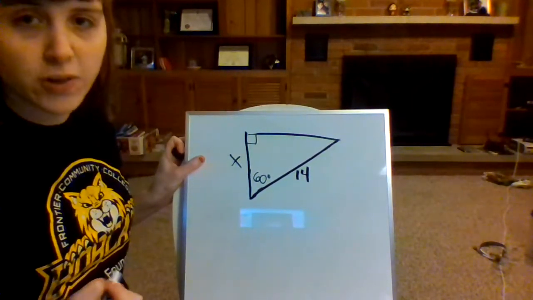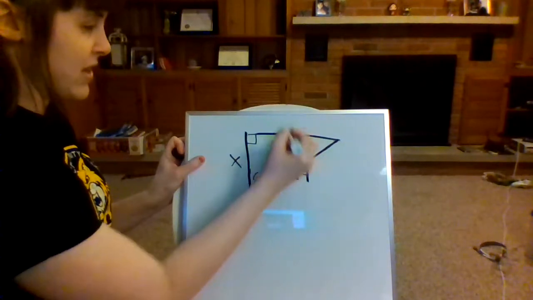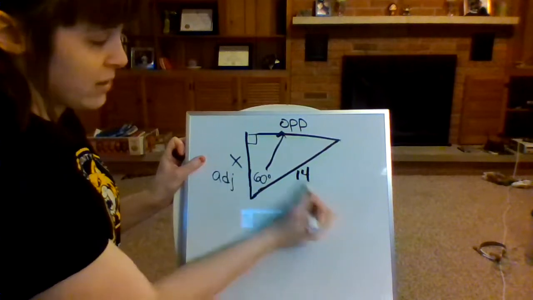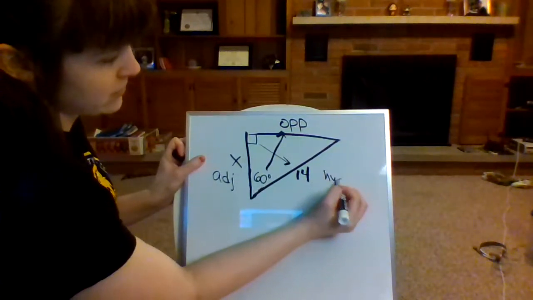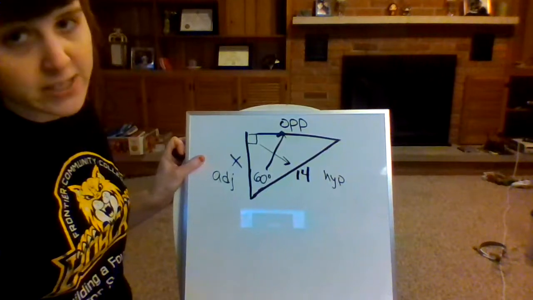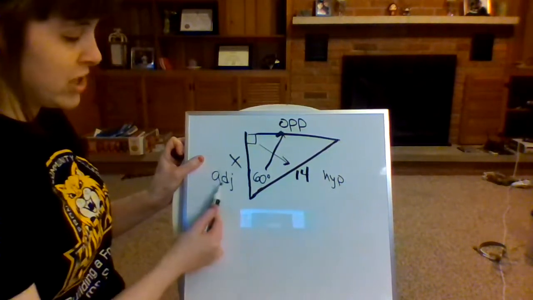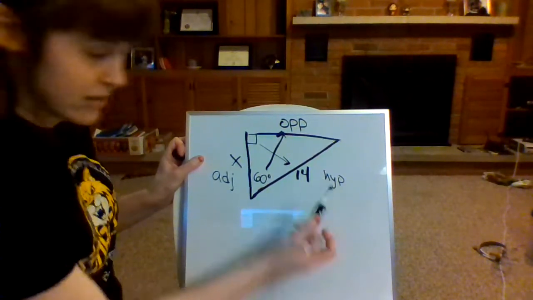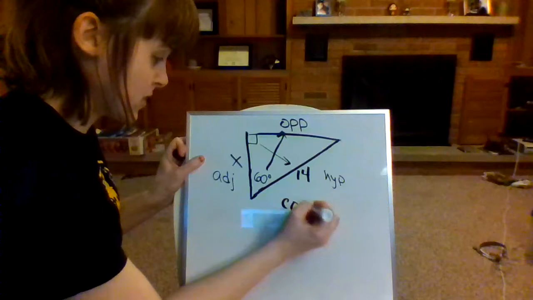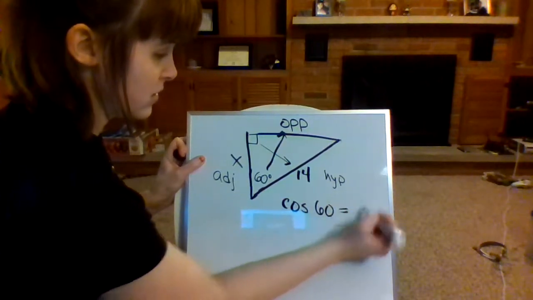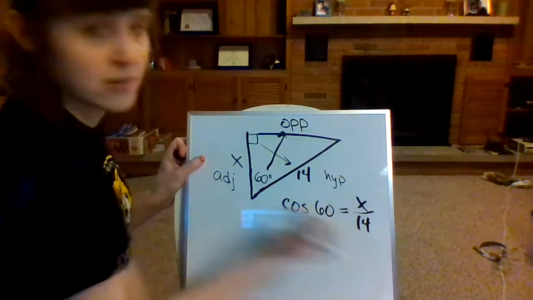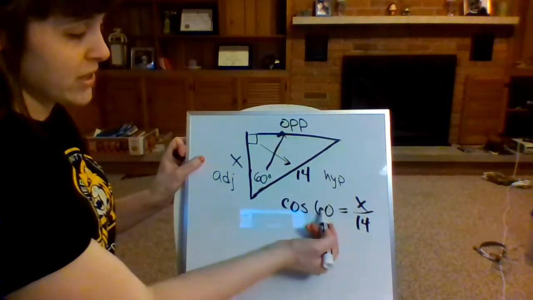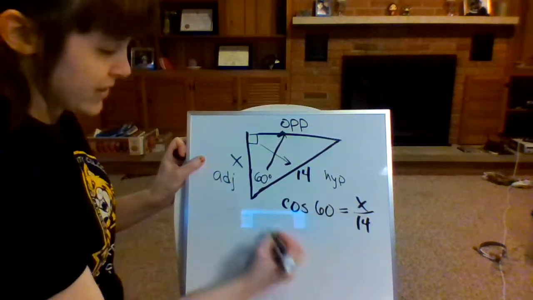So this is our triangle. This would be the opposite side. This is the adjacent side. And the one opposite the 90 is always the hypotenuse. So it looks like we have something similar to the last problem. We have adjacent and hypotenuse, so we're going to use cosine again. Cosine 60 equals x over 14. Just like last problem, we're going to multiply cosine of 60 and 14 to get x.